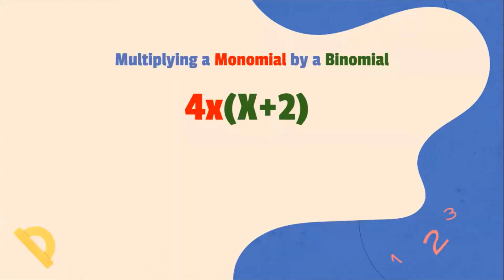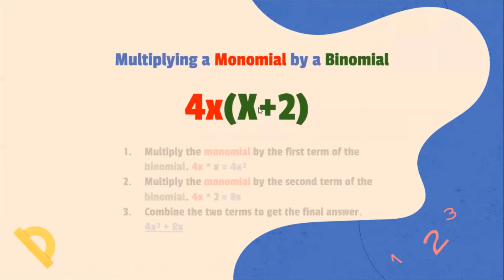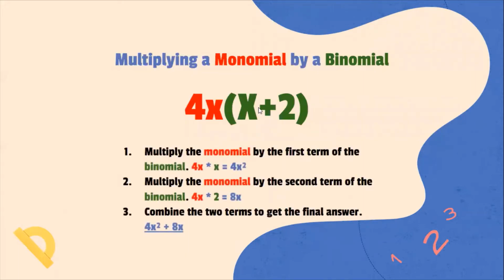Now, what we're going to learn first today is how to multiply a monomial and a binomial. So in this expression, our monomial is 4x and our binomial is x plus 2. So first, we're going to multiply the monomial by the first term of the binomial. In this example, it would be 4x times x, which would get us 4x squared.